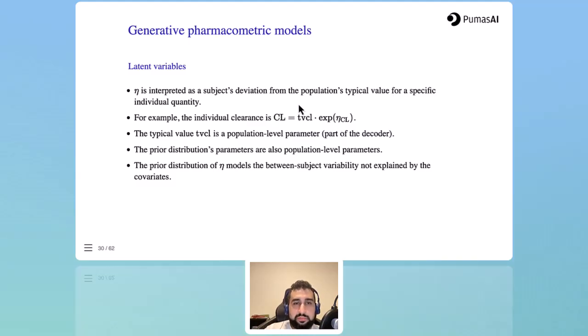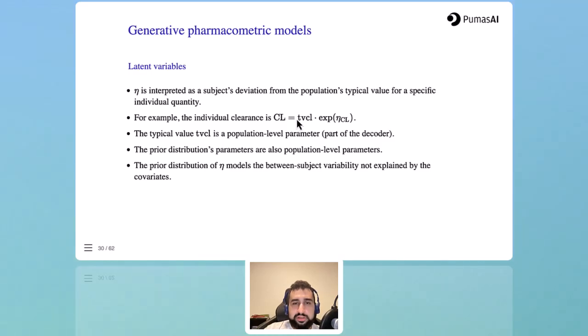And that's the main distinction between the latent variables in the context of pharmacometric or mechanistic models and the latent variables in the context of these more generative deep learning and generative machine learning models, where the latent variables there tend to not have any specific meaning assigned to them upfront.